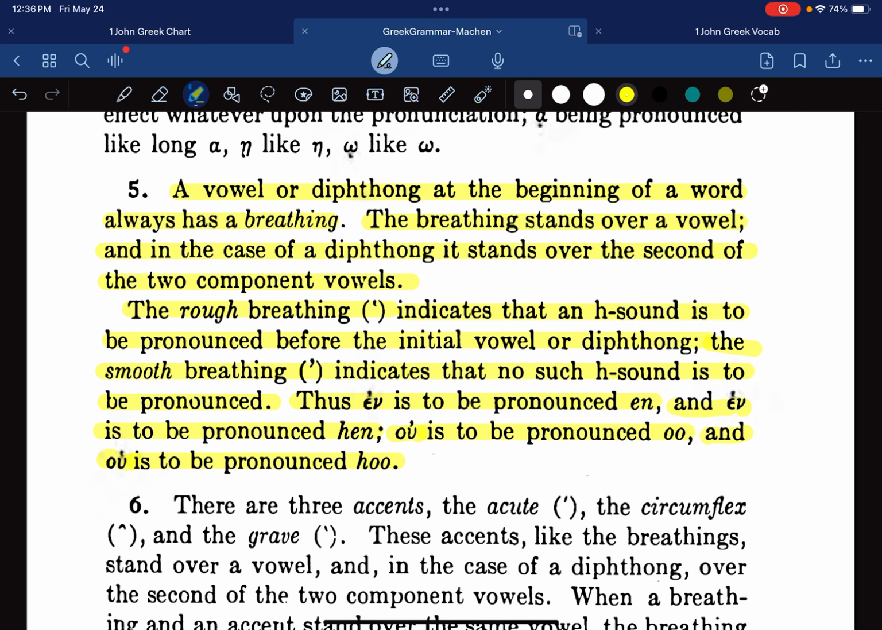I will say here that we are using what is called Erasmian pronunciation. And Erasmian pronunciation makes note of the breathing marks. There are other pronunciations in Greek that do not make note of these breathing marks. For example, modern Greek, people will use that pronunciation. You can go and look that up. But we're going to be using the Erasmian pronunciation.